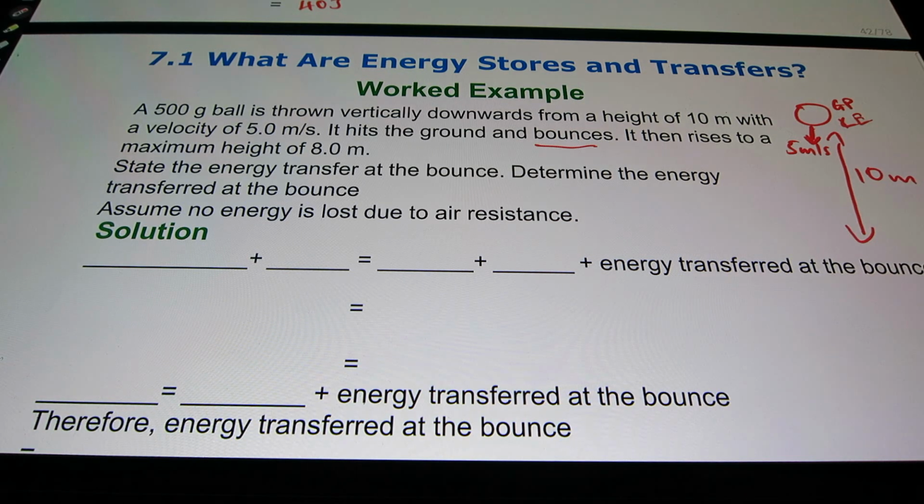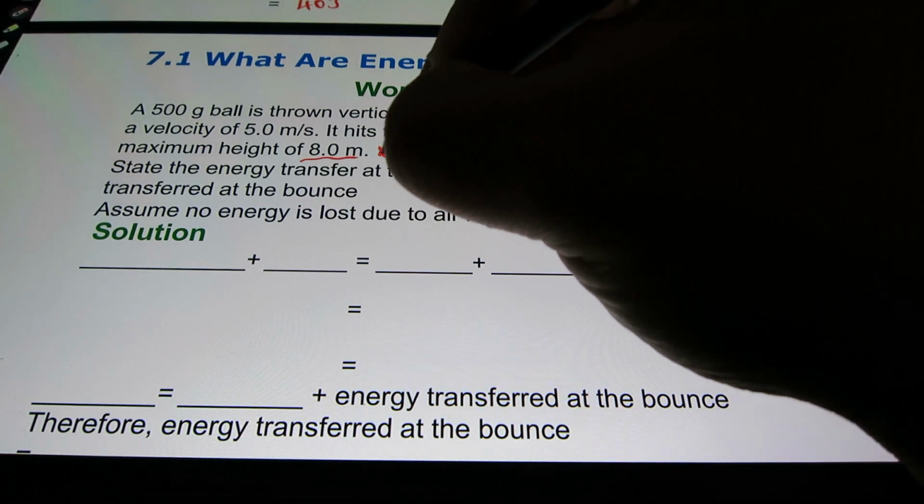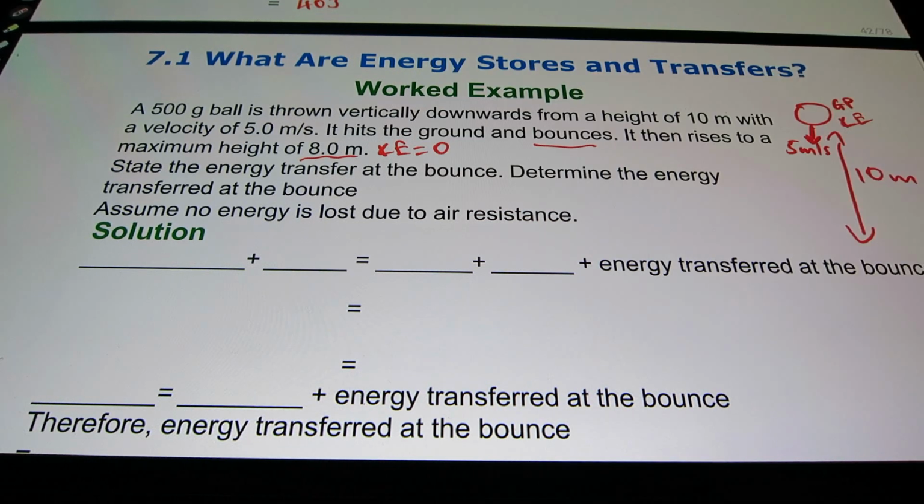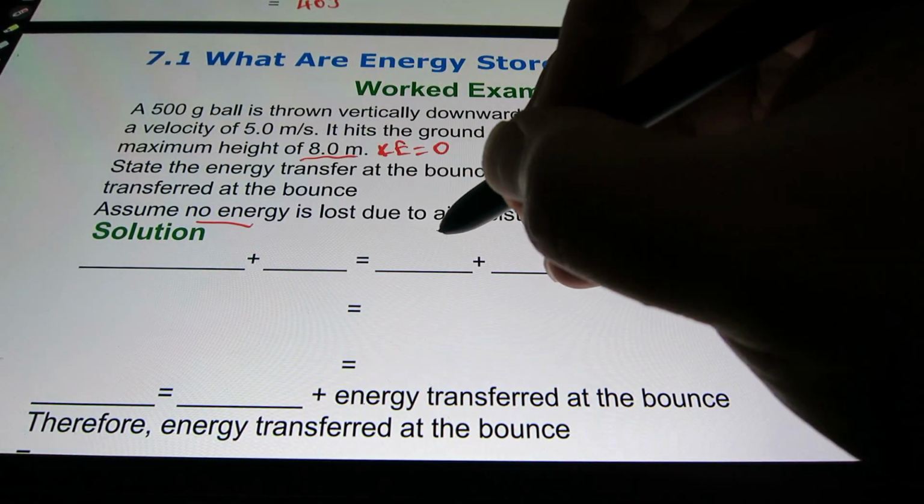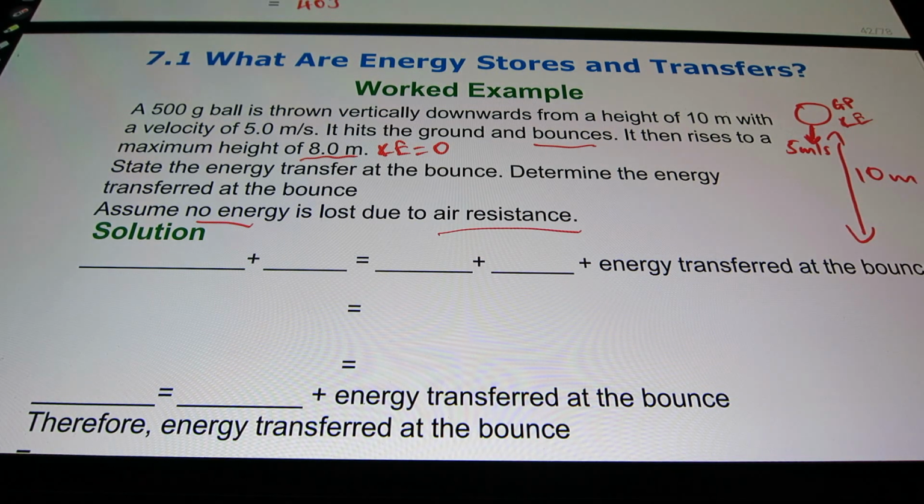It then rises only to a maximum height of 8 meters. At the maximum height, the ball should then be stationary again. So you know that over here, the kinetic energy is 0. There is no energy lost due to the air resistance, or rather energy transferred out. So then my statement becomes this.